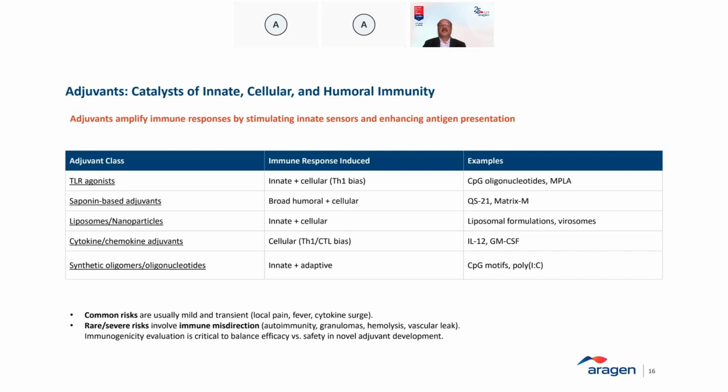Hence, whenever we conduct any safety assessment study, we have a separate group of adjuvant where we monitor whether they go towards inflammation by looking at acute phase protein response.